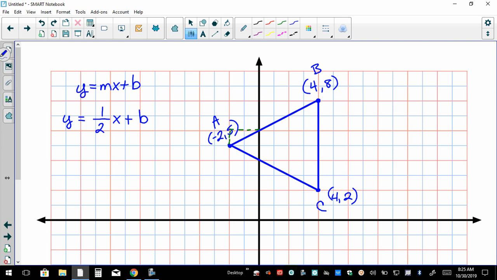Okay, so use whichever one you want. I'll do both of them. So the people who raised their hand for 4, 8 use 4, 8. The people who use negative 2, 5 use negative 2, 5. Go. Plug them in and see what you get for a b value. I'll do the 4, 8 first because that's what I asked. Oh, it's 4, not 5.